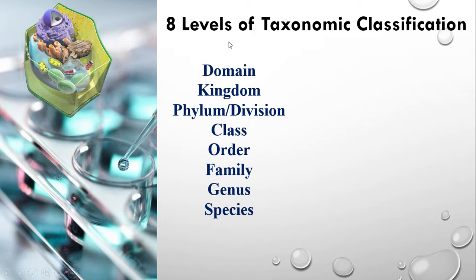We have here the highest or the broadest. We have domain, kingdom, phylum or division. The next is class, followed by order, family, genus, and species.